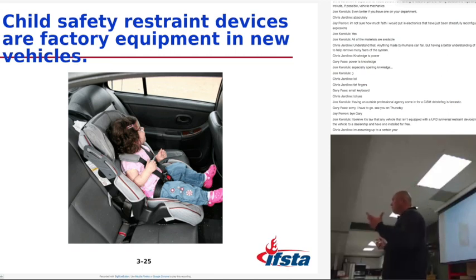Basically what that is, it's a hook that the seat straps to, and it's attached to the frame. There's no way that seat can come dislodged if it's hooked up properly.